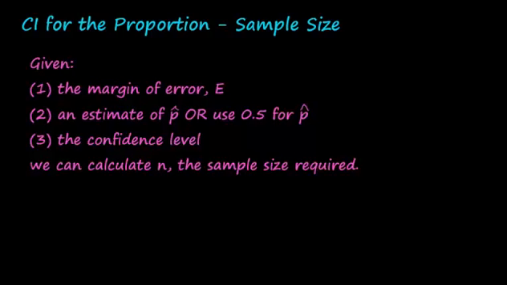The margin of error, that's given, decided by the researcher. They'd like to be within 2 percentage points, 3 percentage points, whatever. The second thing that they would have to have is either an estimate of p hat. Maybe they got a previous study or someone else did a study and they have some estimate of this proportion in the population. Or if you don't have an estimate, you just use 0.5 for p hat. And finally, you need to decide on your confidence level. And if we have those things, then we can calculate the sample size required.